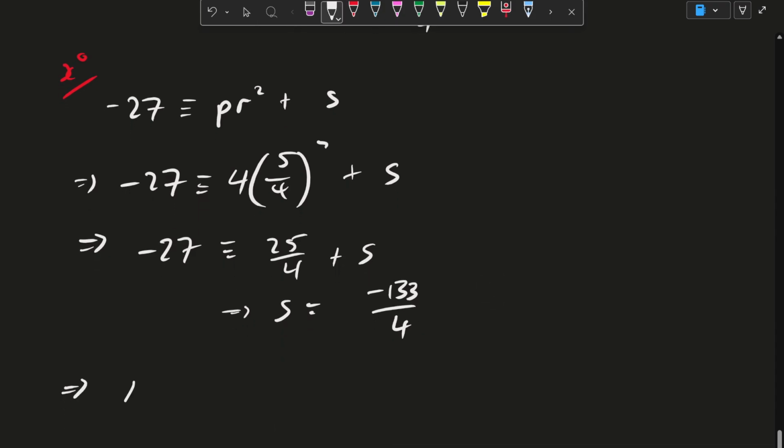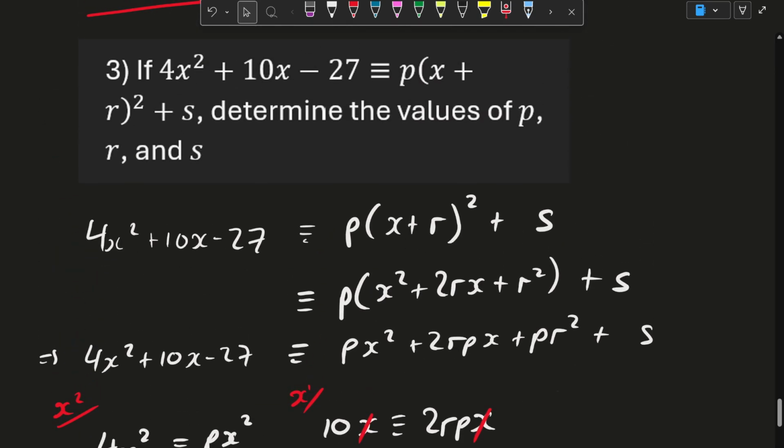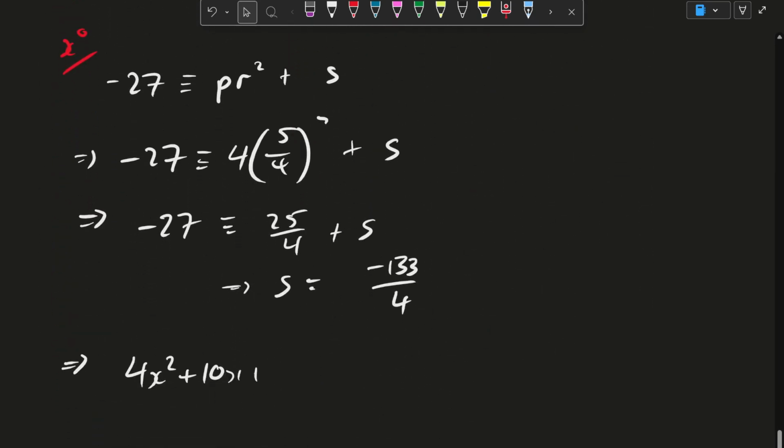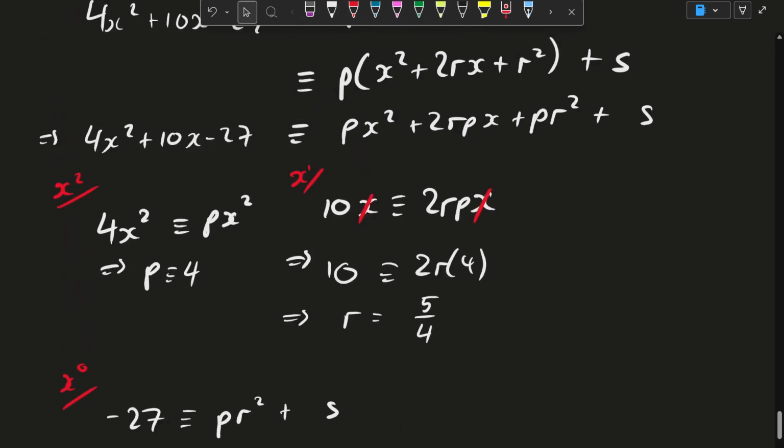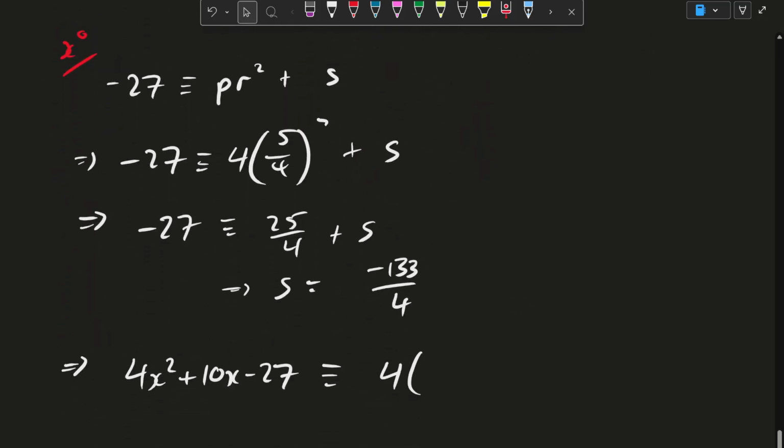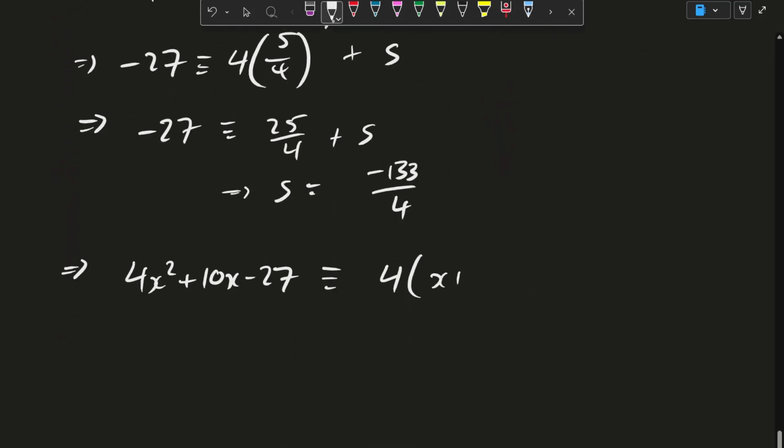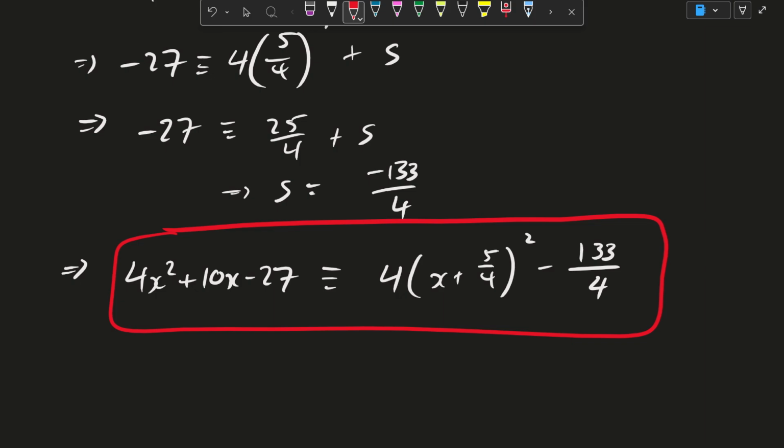So that implies that we can write the quadratic 4x squared plus 10x minus 27 in the form, well, p we know is 4, so 4 times x plus r, so x plus 5 over 4, squared, subtract 133 over 4. Okay, and that's how you write that quadratic in a completed square form.